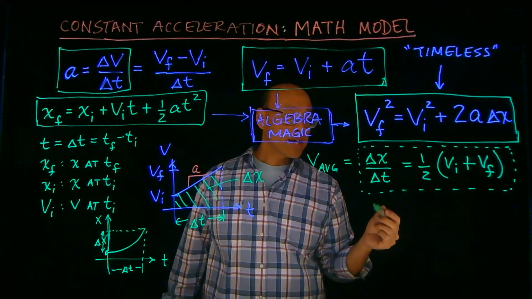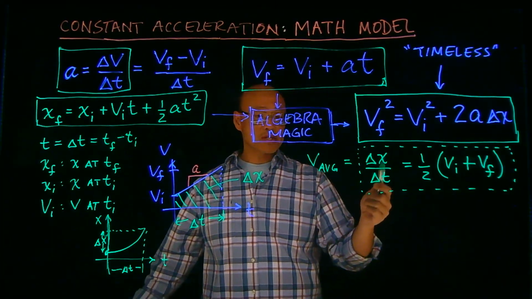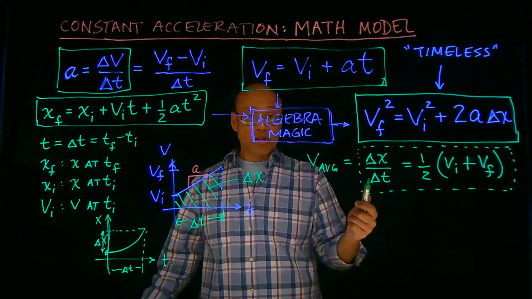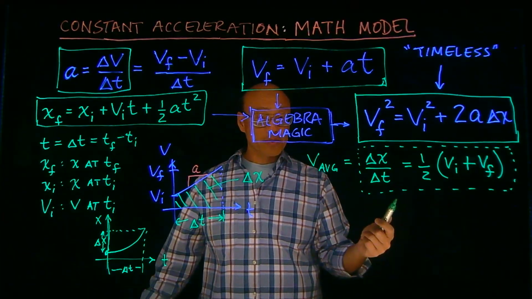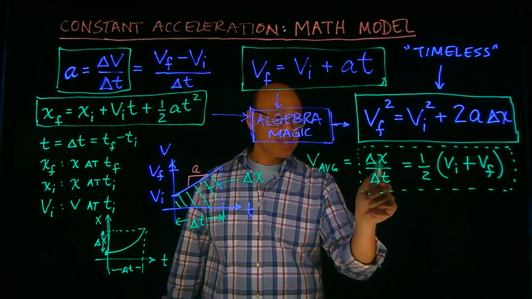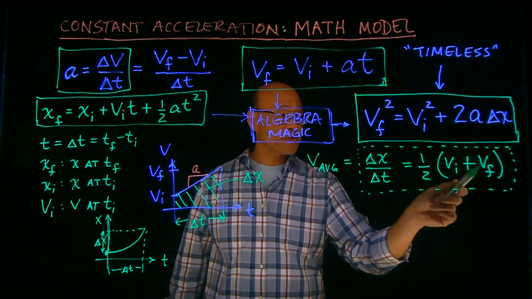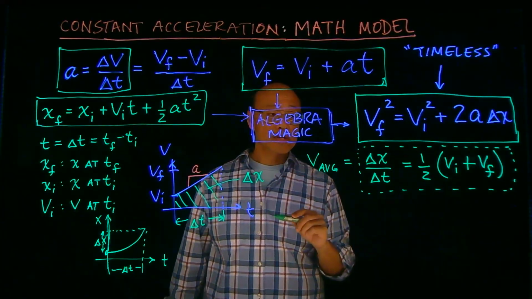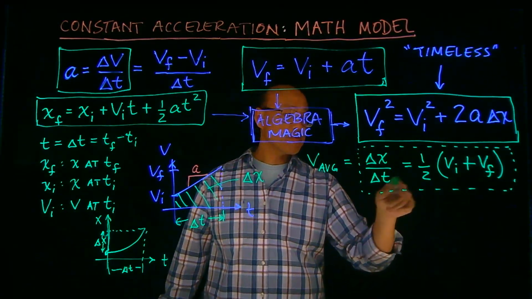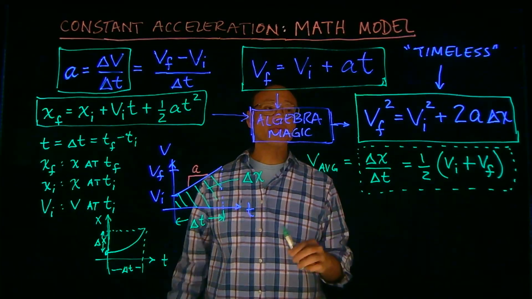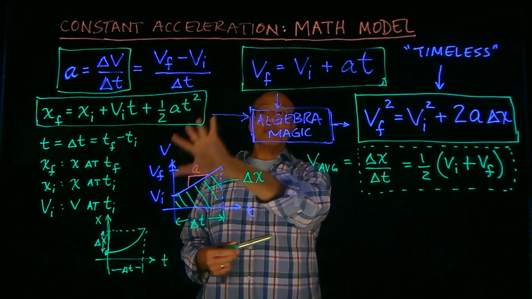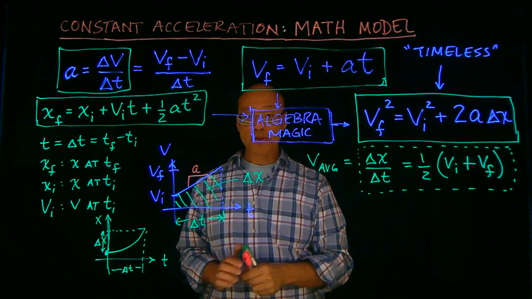So when you're trying to pick equations and decide which one to use, the one you use depends on what you know. So if you're trying to find delta x and you have time, initial velocity, final velocity, you can use this. Any combination of those, right? If you know 3 out of the 4, you can solve for the fourth one. So this is our constant acceleration math model.